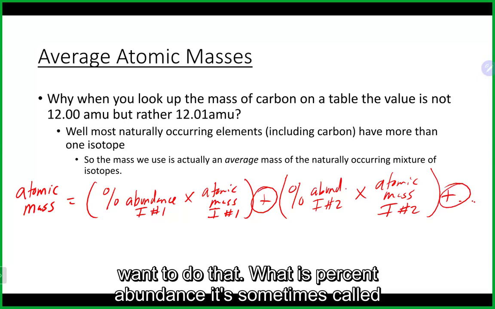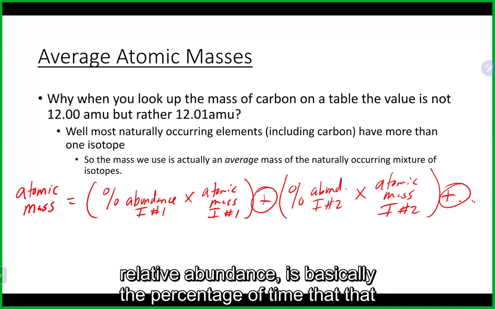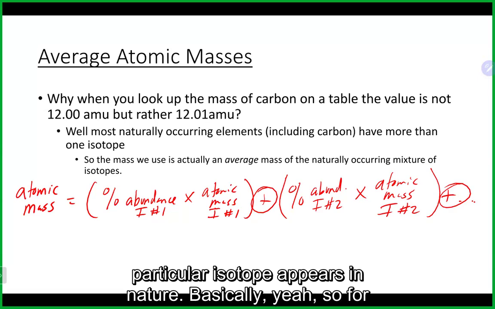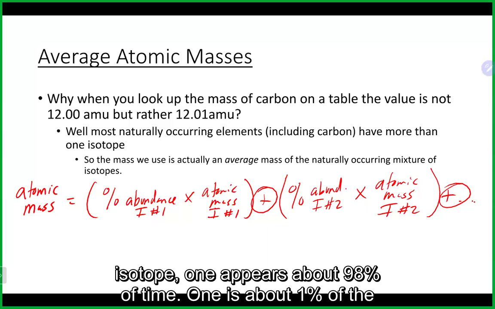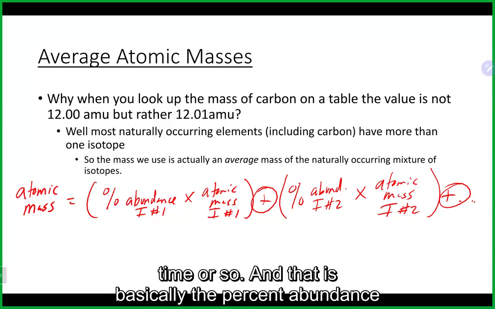What is percent abundance? It's sometimes called relative abundance. It is basically the percentage of time that that particular isotope appears in nature. So for example, carbon has a carbon-12 isotope and a carbon-13 isotope. One appears about 98% of the time, one's about 1% of the time or so. And that is basically the percent abundance here.